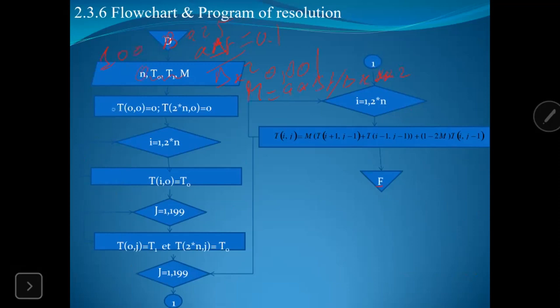Then I initialize my temperature. I give T00 equal to 0. I initialize the vector and the matrix, the temperature matrix T. Then I, going from 1 to I max, where I max equals 2 times N. You determine this I max, as mentioned, and enter it. Then I determine the initial Ti0 equal T0, which is the initial condition here.